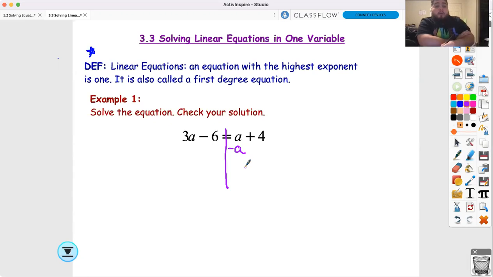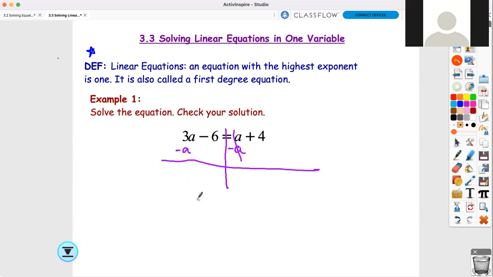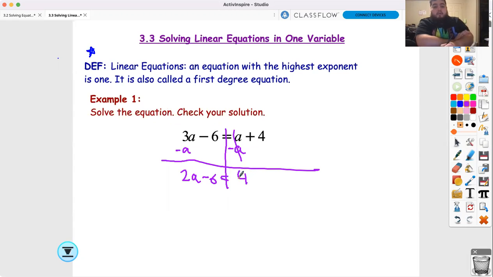Where will we put this negative A? Under the left side, under 3A. That's correct. That cancels out. I did the -6 first. Now let's see if we get a different answer from you. Since you did a different first step, let's see if our answer is different. So 3A minus A is 2A. Bring down the -6 and bring down the 4. Now, what will be the next step in getting A alone now?